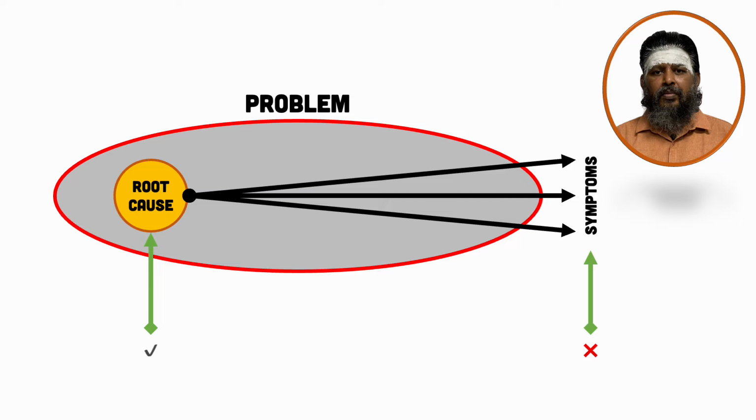Let us understand the nature of the problem itself. The problem is like a package. It has two components. One is the root cause and the other is the symptom. A symptom is the external manifestation of a root cause. We need to identify, analyze, and trace it to the root cause.